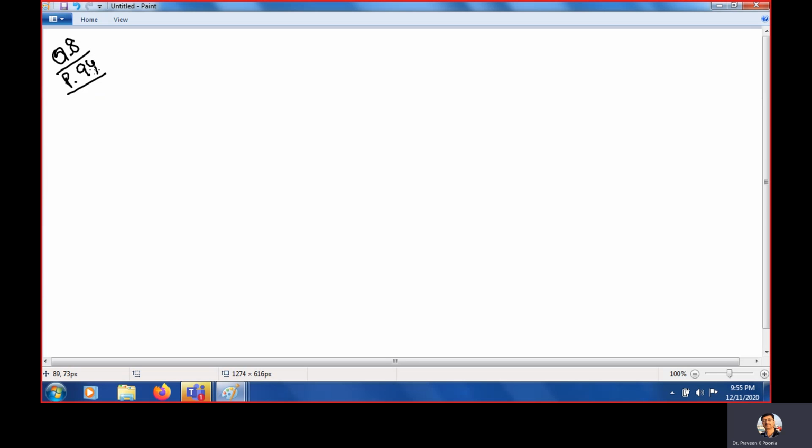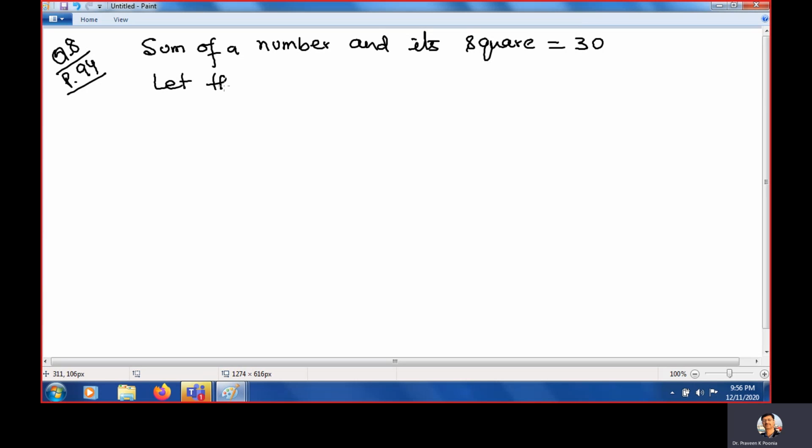What is it saying? Sum of a number and its square is equal to 30. What is the number? Clear? So let the number be x. So what is it saying? Sum of the number and its square is equal to 30.